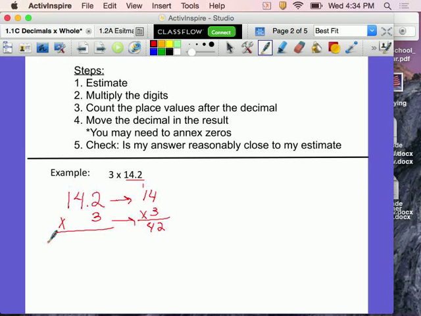So now go ahead and multiply just like usual. 3 times 2 is 6, 3 times 4 is 12, carry the 1, 3 times 1 is 3, plus 1 is 4. Not 426, something near 42. How many decimal places do I move? Well, I noticed I have one decimal place here and none in the bottom. So I only have to move it one place, which would make sense with our estimate. Our answer is 42 and 6/10. So it should look very familiar to you.